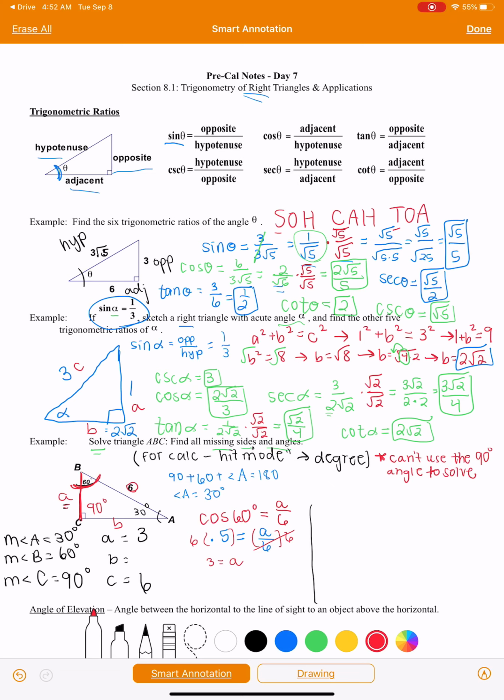So sine of my angle 60 degrees is equal to the opposite of that angle B, which is going to be side length B, over the hypotenuse, which is 6. So just as before, first we're going to find what sine of 60 degrees is, and that is, if we put that in our calculators, about 0.866. And then solve for B, and we get that it's about 5.2.